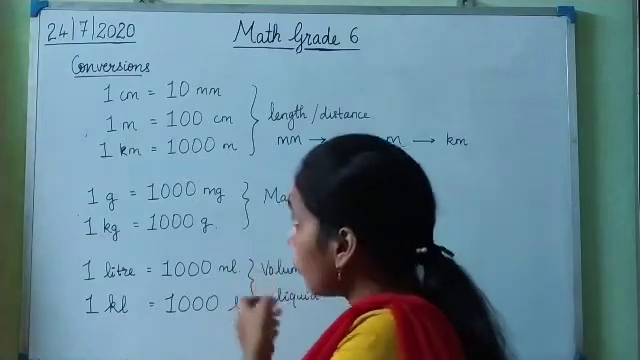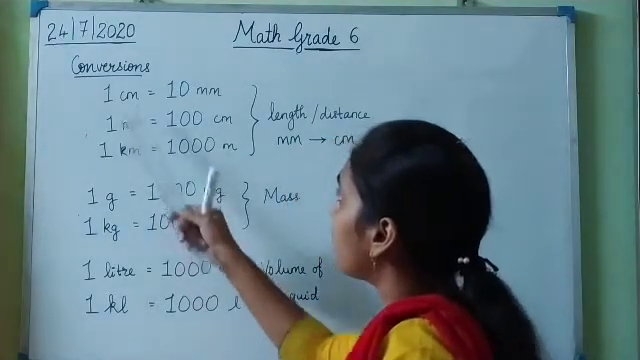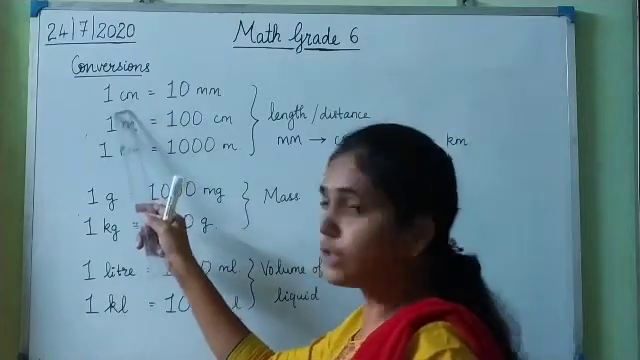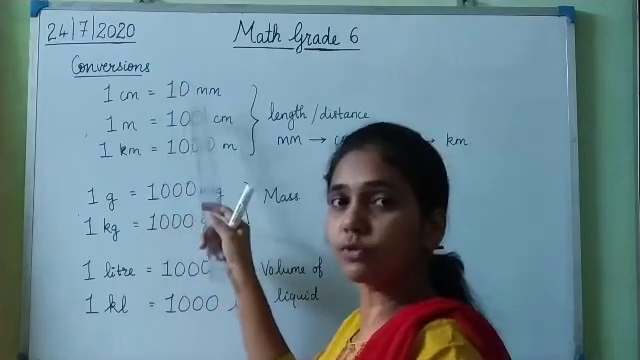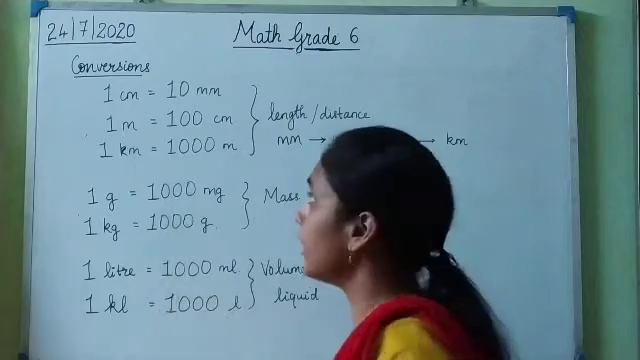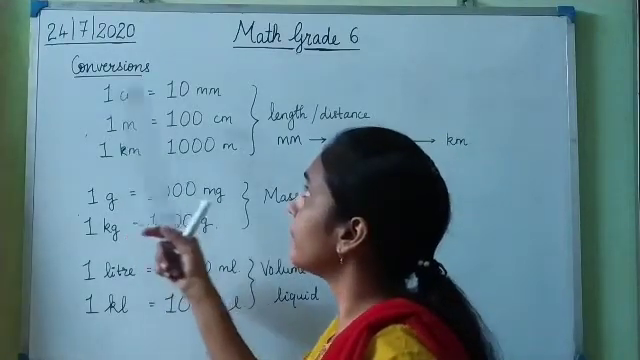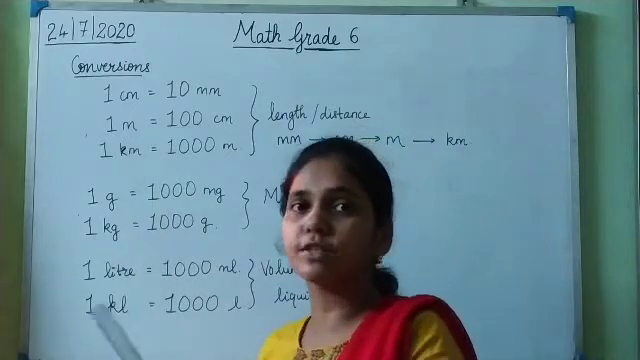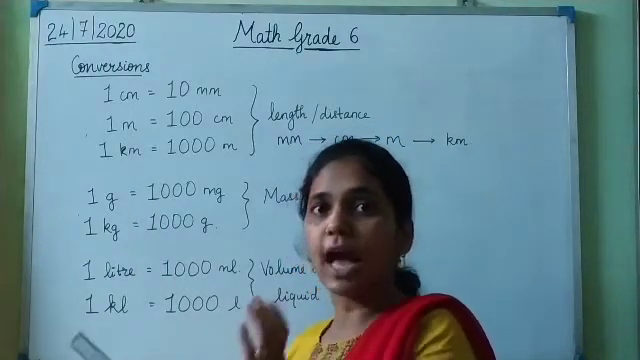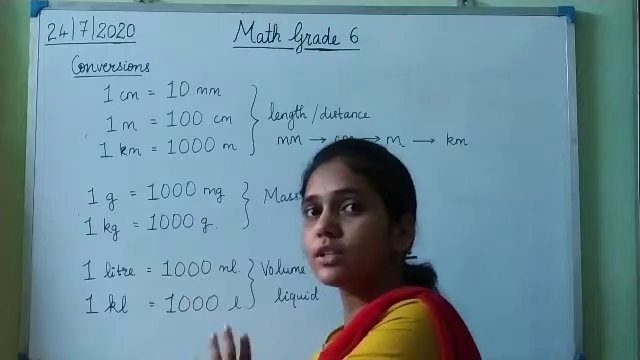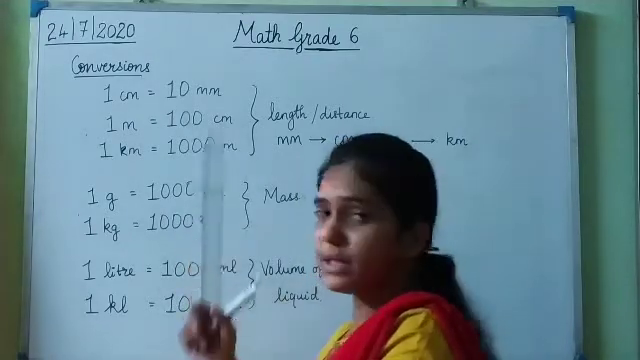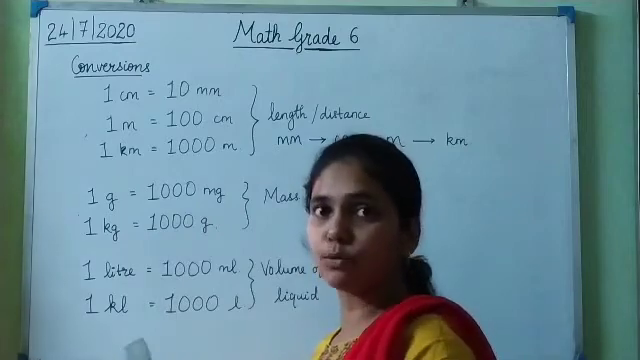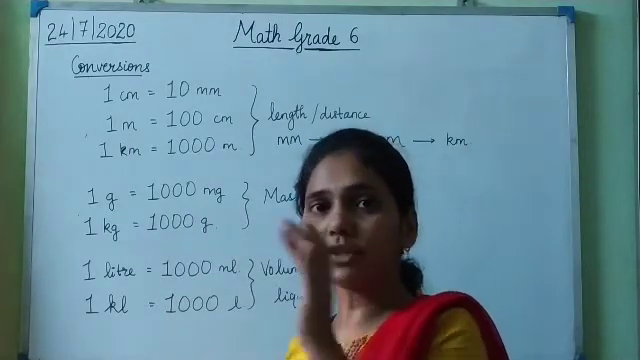Whenever you have to convert a larger unit to a smaller unit, what do you do? You multiply. If I have to convert a quantity given in centimeters to the smaller unit, millimeters, then you will multiply it by 10. You have to multiply when going from larger to smaller.